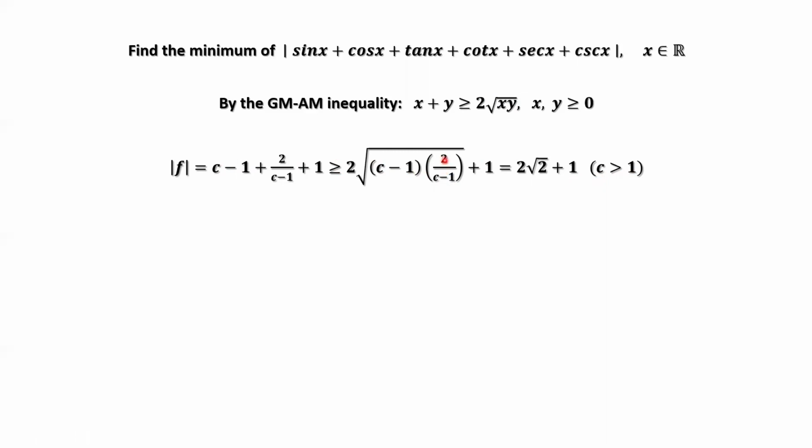We only have 2 left inside of the square root. Therefore, the absolute value of f is bigger than or equal to 2 times square root 2 plus 1. This is the lower bound when c is bigger than 1. We also need to consider c is less than 1. Find the lower bound. Then compare which one is smaller.